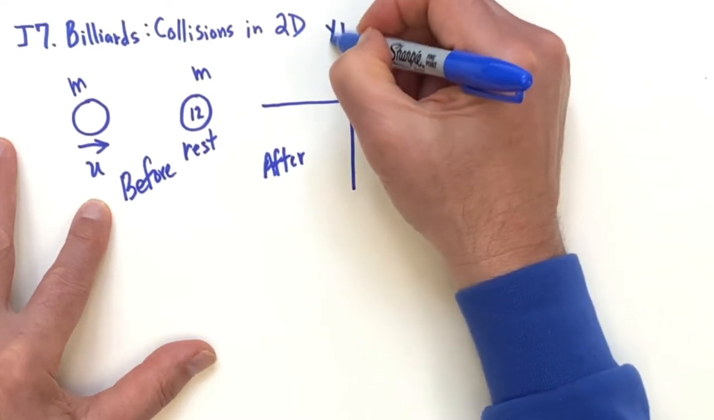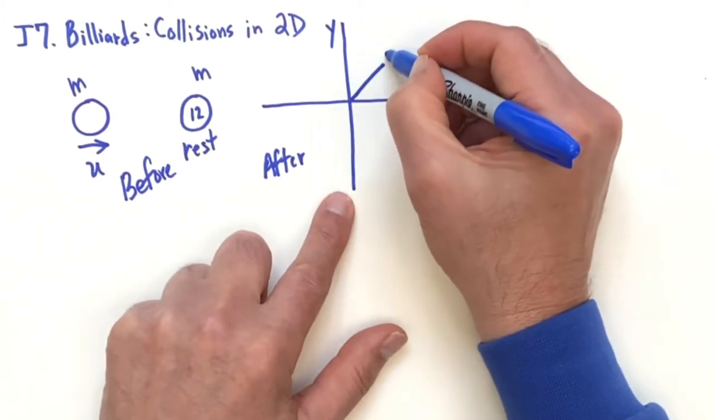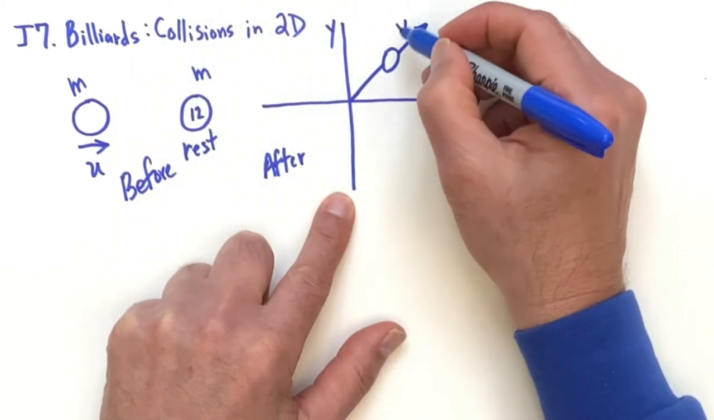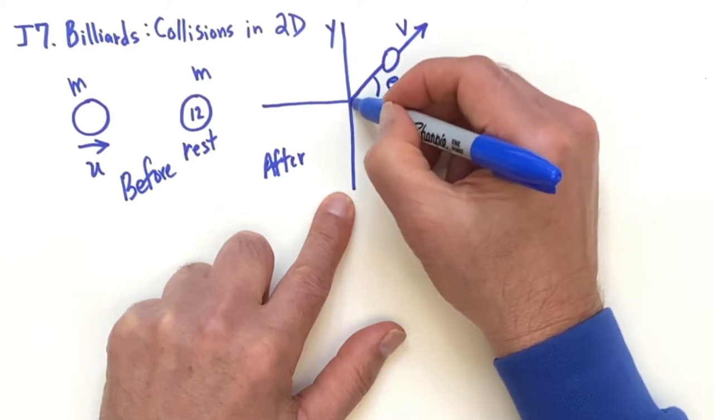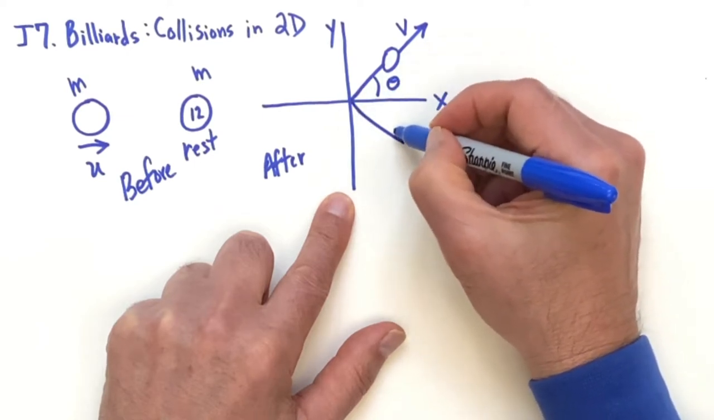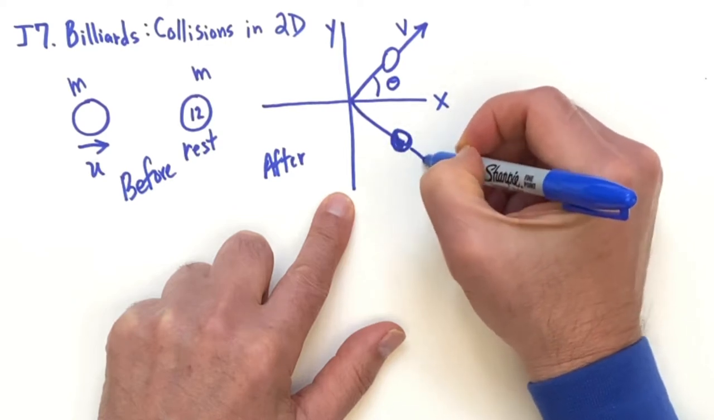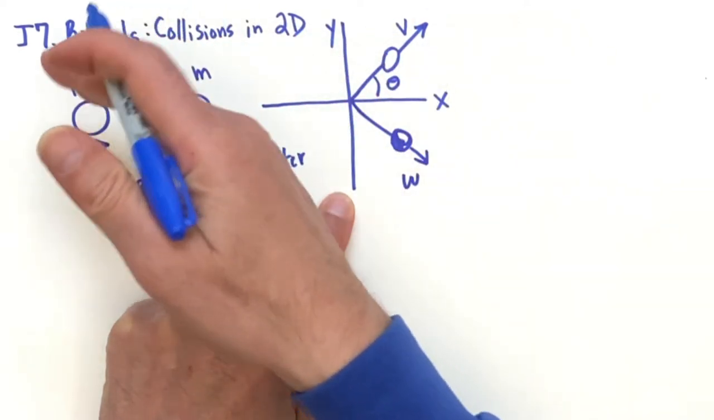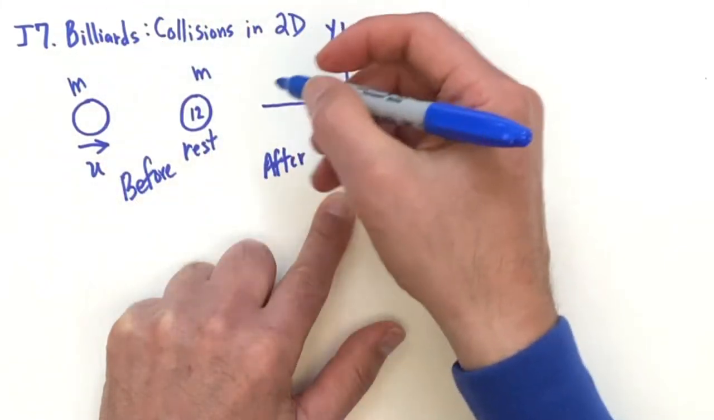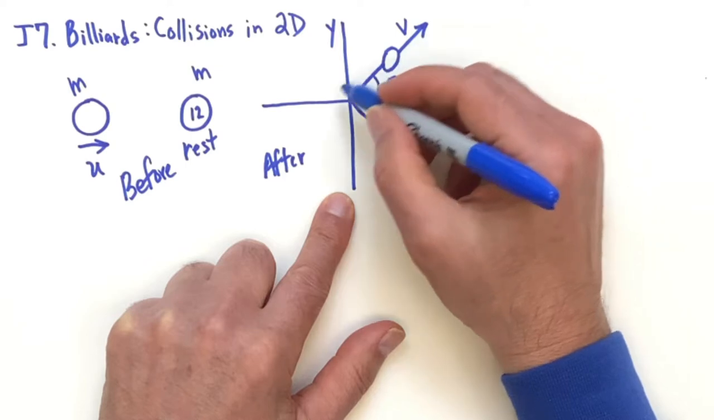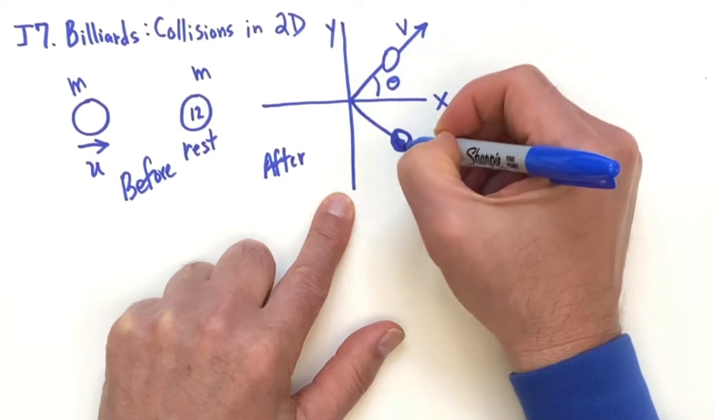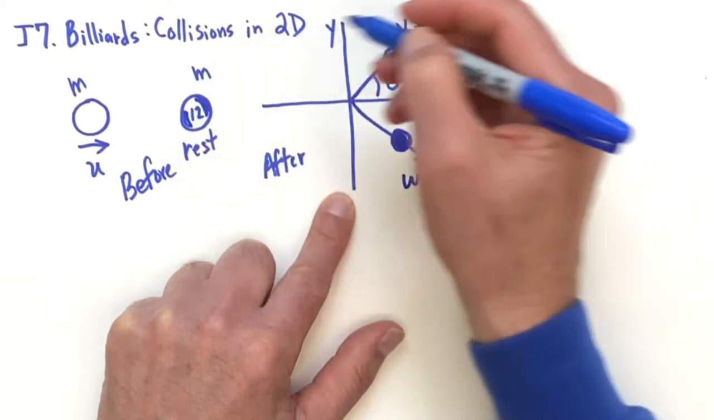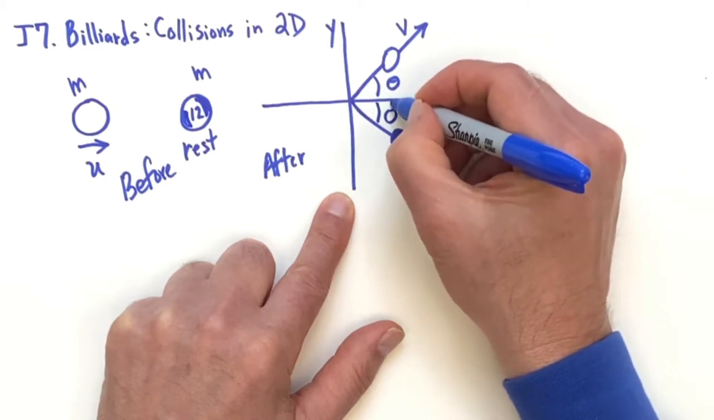So X and Y. One ball is going to head up like this. The cue ball is hitting toward the top, so it'll be the cue ball going up at some angle theta. And then here, going down in this direction, will be the 12 ball. I don't like subscripts, so I'm going to use U, the velocity before. This cue ball is traveling at speed U. Then afterwards, the cue ball will be at V, and the 12 ball will be heading down, and we'll call this angle here phi.